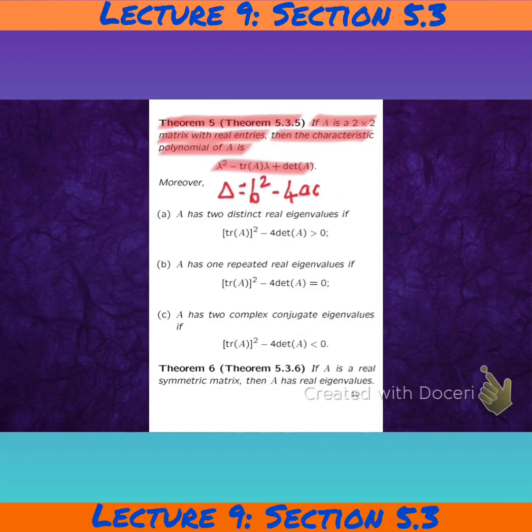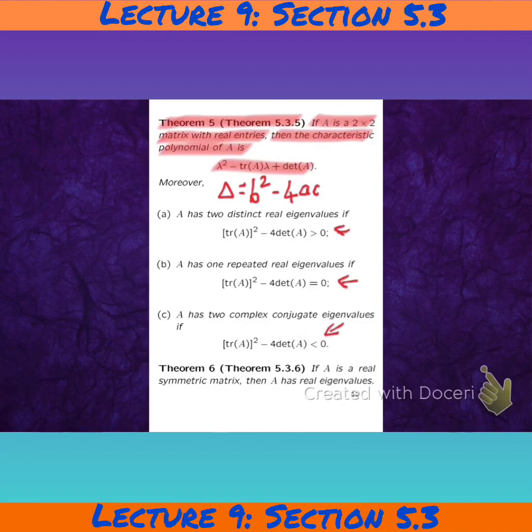Okay, so applying that, we see that to have distinct real eigenvalues, you need a delta bigger than 0. To have one eigenvalue, we need that delta to be 0, and to have complex eigenvalues, it needs to have a delta strictly less than 0. Okay, so that's not difficult to see.